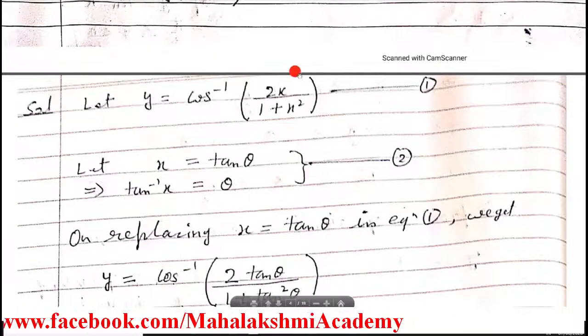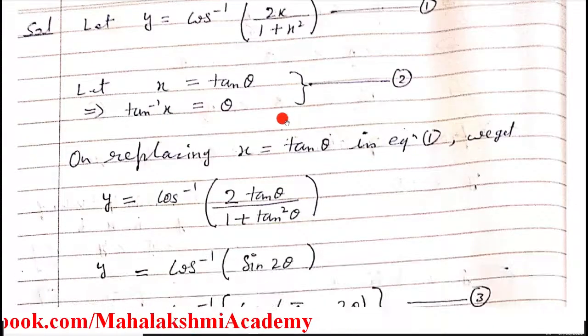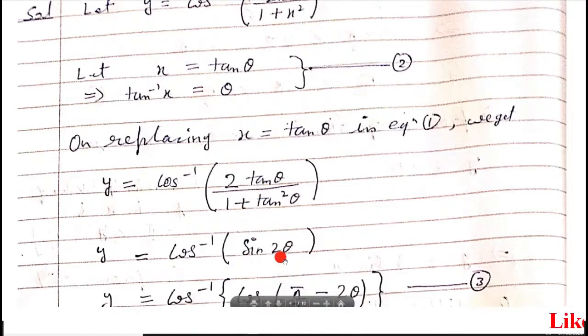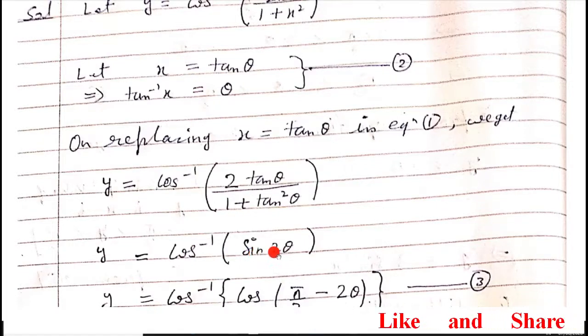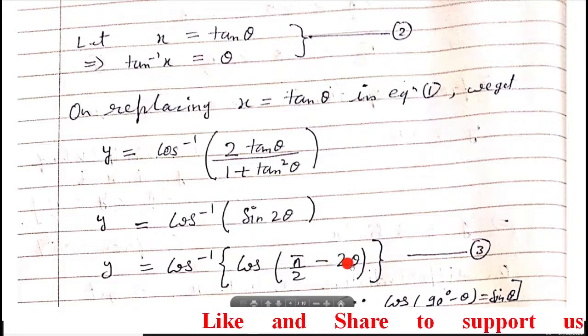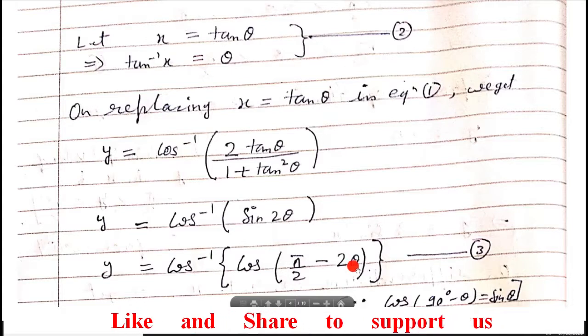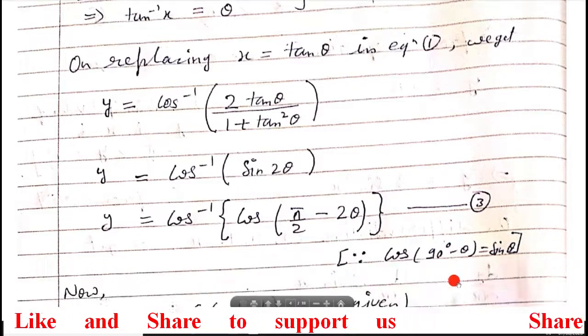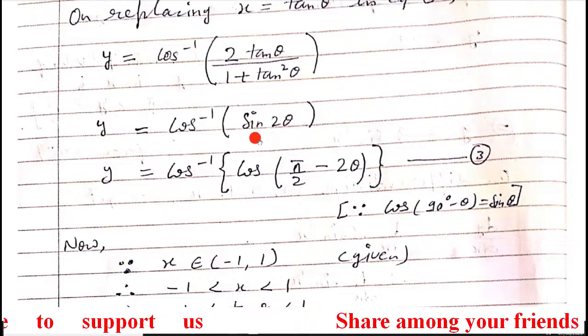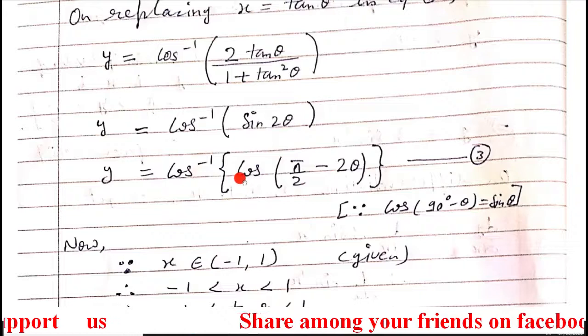Now we will do the replacement here. Instead of x we will write tan theta. Now when we put the value here, we will see that it is the formula of sine 2 theta, but because cos inverse is outside, here we need cos. So for sine 2 theta, from the complementary angle formula write cos of 90 degree minus 2 theta, that is pi upon 2 minus 2 theta. We know this formula from the 10th class onwards. So sine we changed in terms of cos, so that they can remove each other.